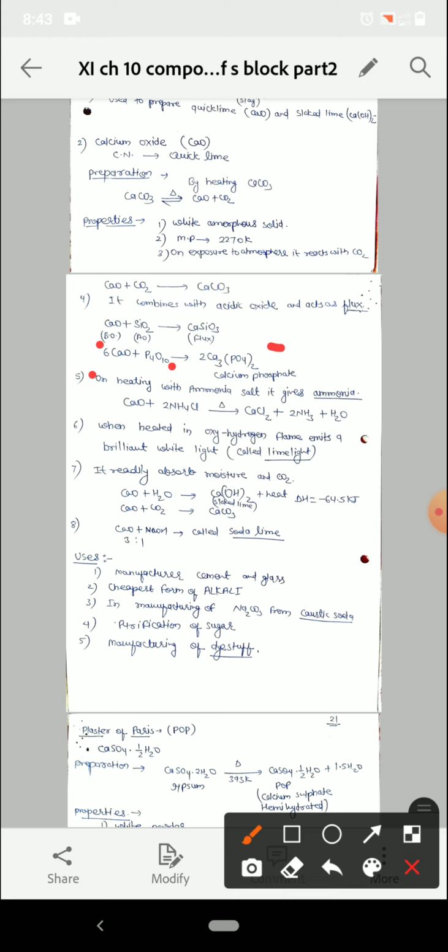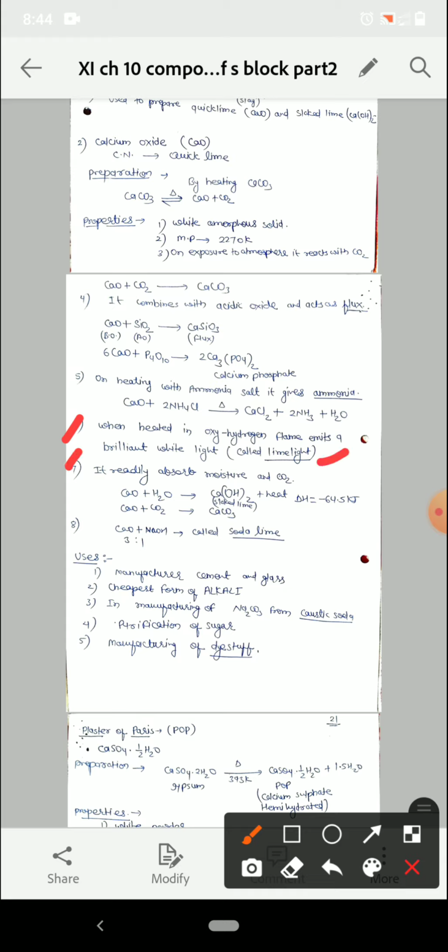On heating with ammonium salt, it gives ammonia. The CaO, ammonium salt means the salt of ammonia, which is NH4Cl. It gives CaCl2 plus ammonia plus H2O. So we found ammonia gas in this reaction. Number 6: when heated in an oxyhydrogen flame, it emits a brilliant white light called limelight.